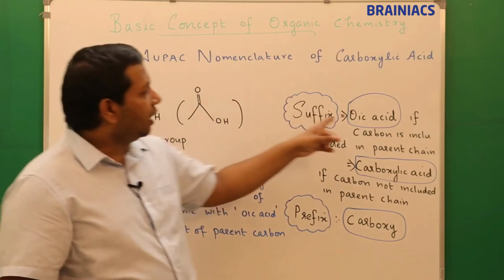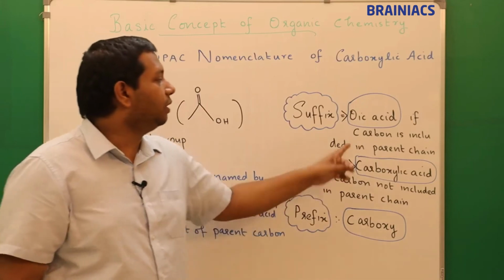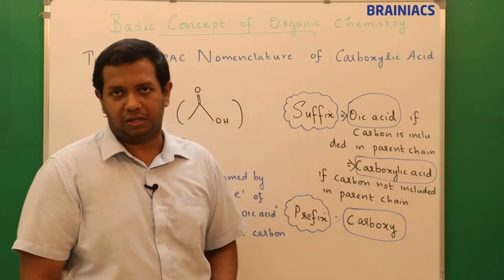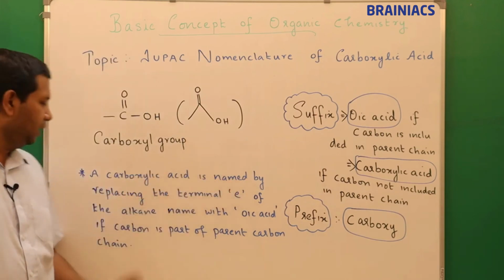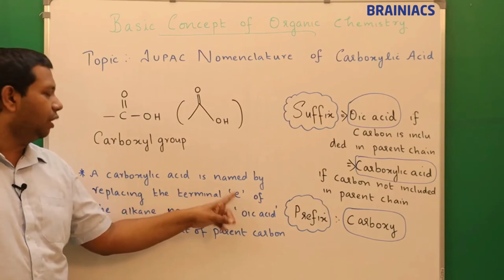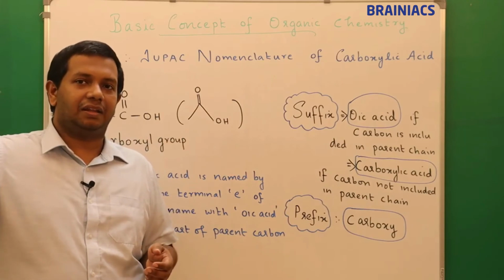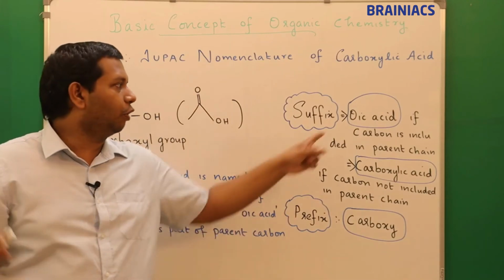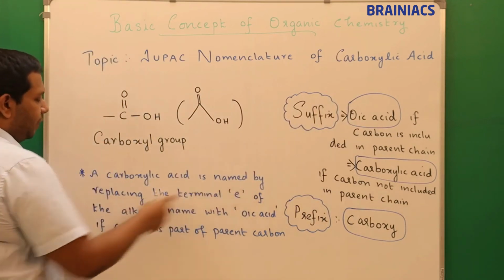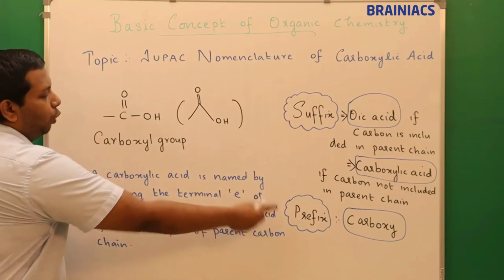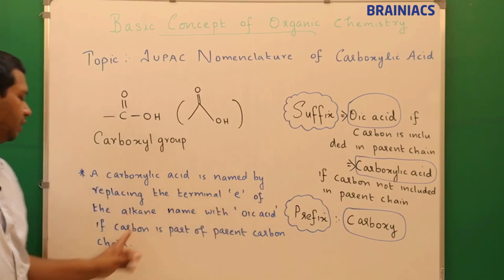Listen here, this oic acid is introduced when the carbon of that carboxylic acid group is included in the parent carbon chain. So how will you do that? A carboxylic acid is named by replacing the terminal E of the alkane. Hope you remember, if it is methane, how we will write methane, then the position of the carboxylic acid followed by oic acid. So that is by replacing the terminal E of the alkane name with what? Oic acid.